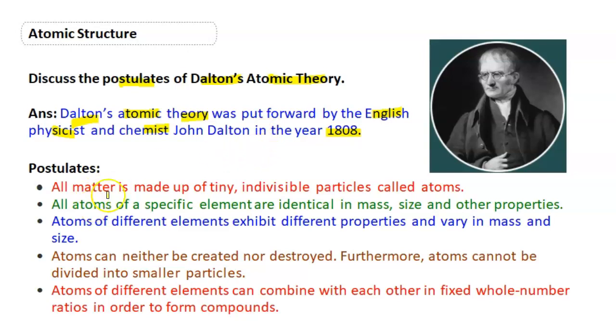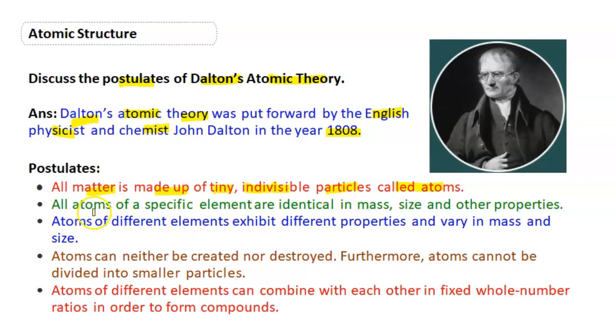According to his theory, all matter is made up of tiny, indivisible particles called atoms. He coined the name atom. Why did he use the name atom? Because in Greek, the word atom means indivisible. The thing which cannot be further subdivided is known as atomica. So from that word atomica, he coined the word atom, and he told that every matter is made up of tiny, that means very very small, indivisible, that means cannot be further subdivided, particles.